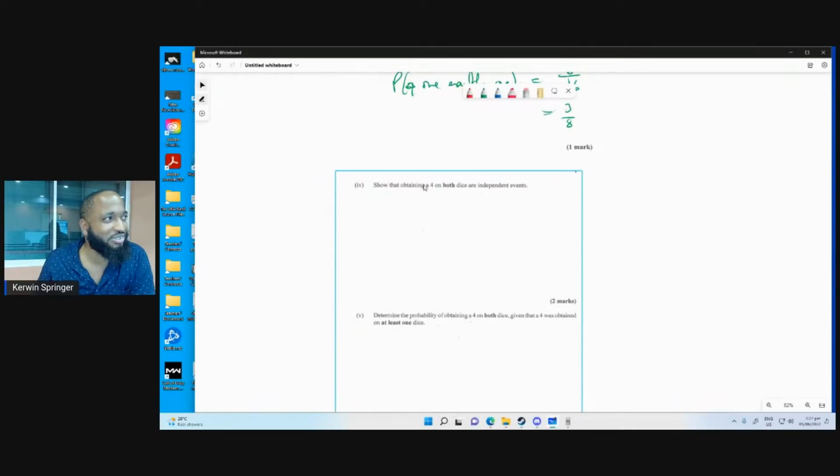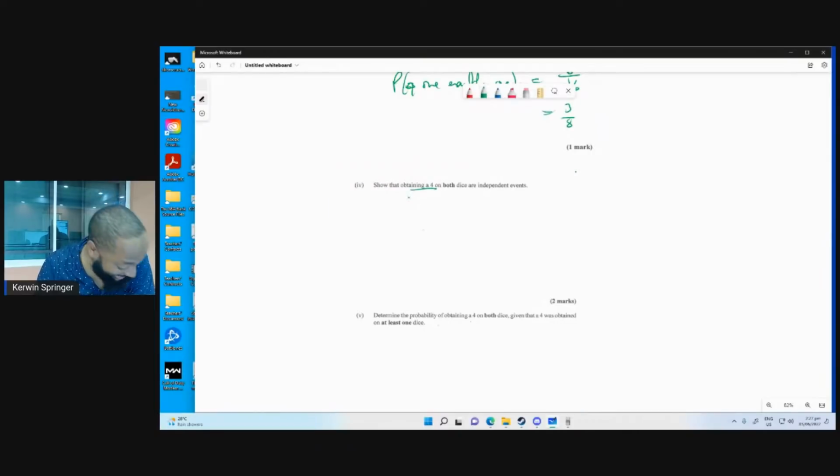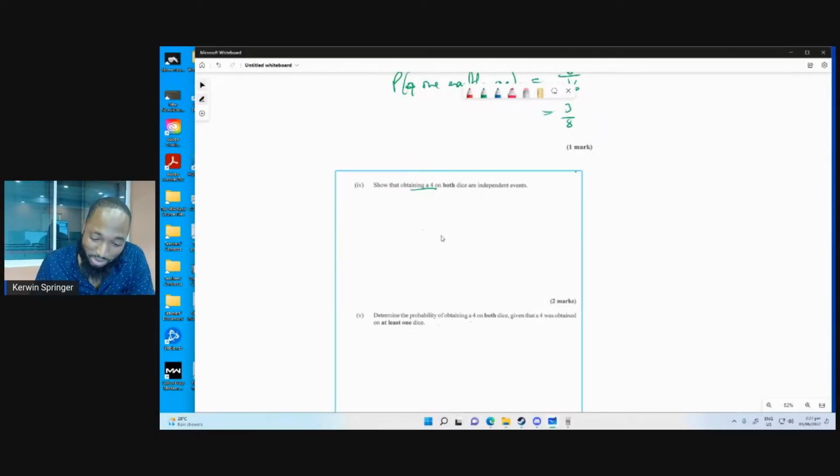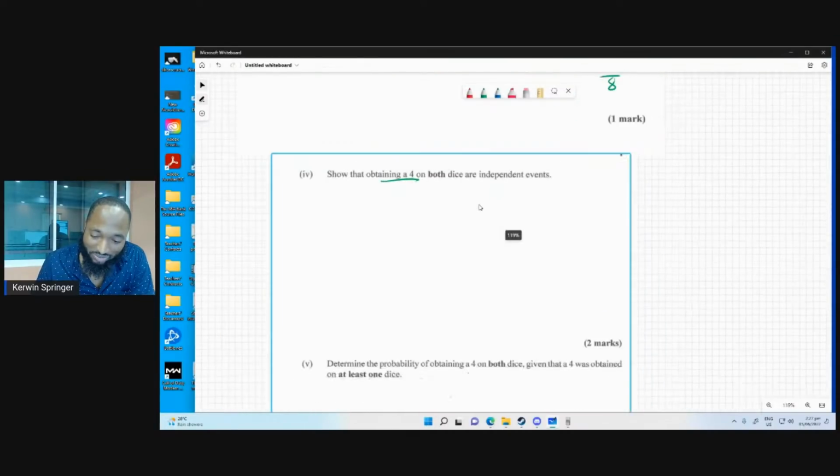Show that obtaining a 4 on both dice are independent events.